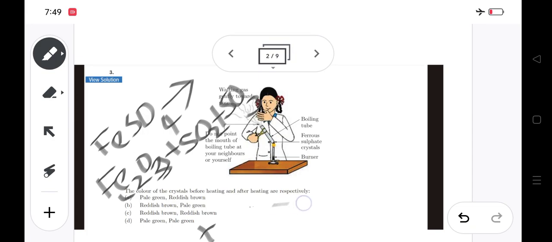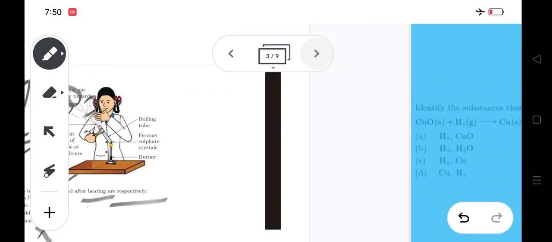Respectively means the color before heating should be mentioned first, followed by the color after heating. In the second option it is given as reddish brown, pale green. You should not mark that answer. Before heating the ferrous sulfate crystal is pale green, and after heating it is reddish brown. Okay, moving on to the next question.